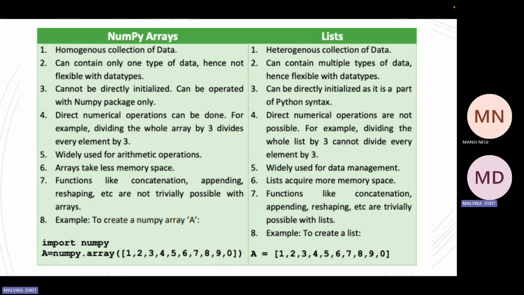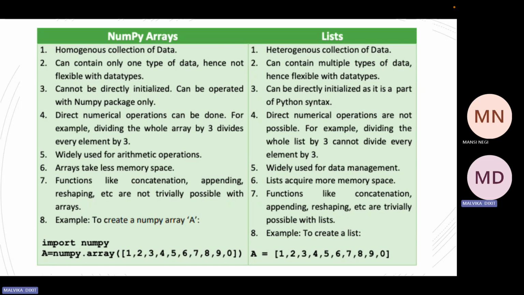Direct numerical operations can be done on a NumPy array, for example dividing the whole array by 3. Here you cannot perform these kinds of arithmetic operations on a list. You cannot multiply the entire items inside the list by 3. Why? Because there is no direct numerical operation performed on a list. You have to access each item of the list using the index, and only then can you perform the operation.